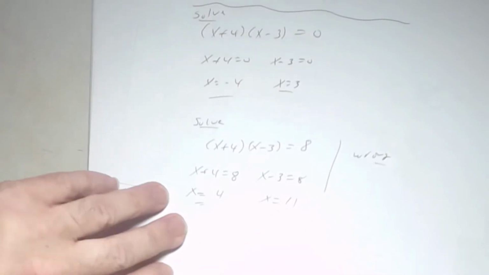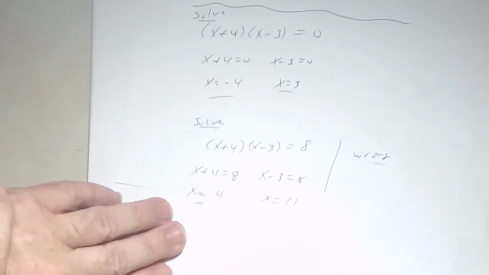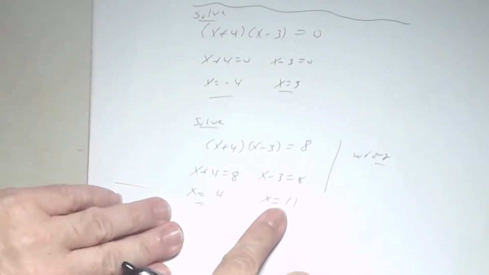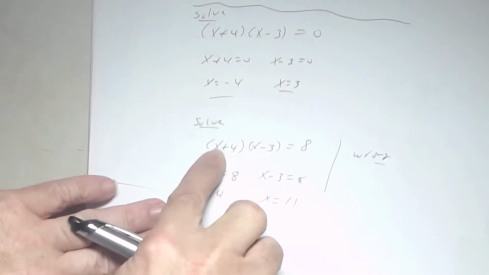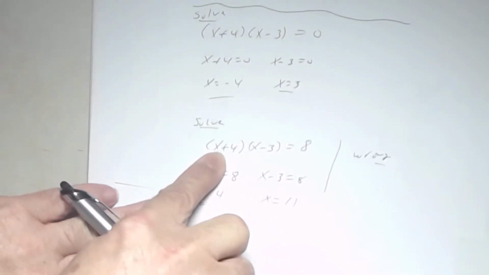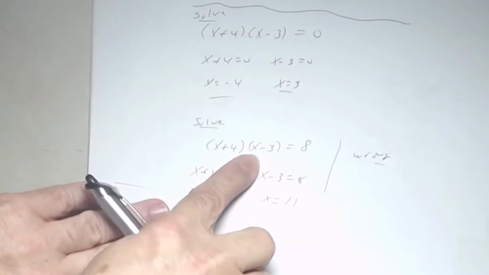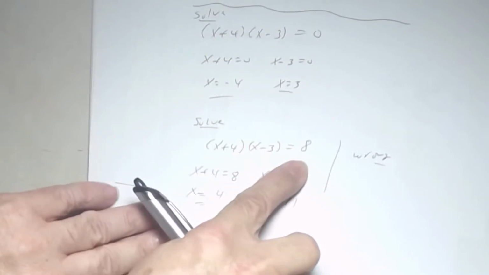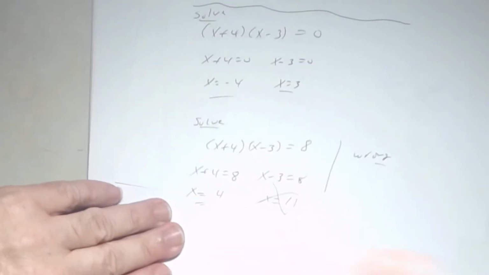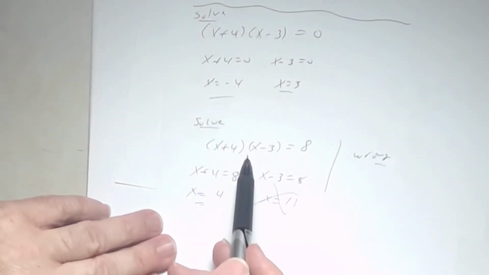And then x minus 3 equal 8, and then they'll say x equal 4 and x equal 11, right? But first of all, if you look at the 11, if you check it, what's 11 plus 4? 15. And what's 11 minus 3? 8. Is 8 times 15 equal to 8? No, so x equal 11 is not a solution to this equation.